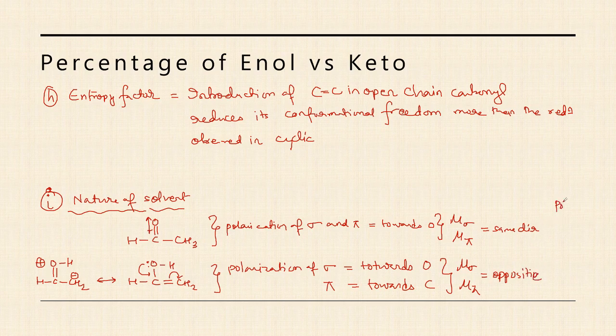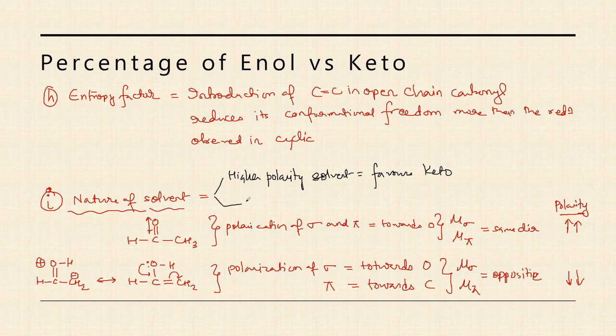सेम डायरेक्शन होने से क्या होता है कि पोलैरिटी इज हायर एंड ओवर हियर पोलैरिटी इज लोअर। इसका मतलब इफ द सॉल्वेंट इज ऑफ हायर पोलैरिटी, किसको वो फेवर करेगा? सो हायर पोलैरिटी सॉल्वेंट favors more polar species, that means keto, and low polarity solvent will favor enol. Understood?